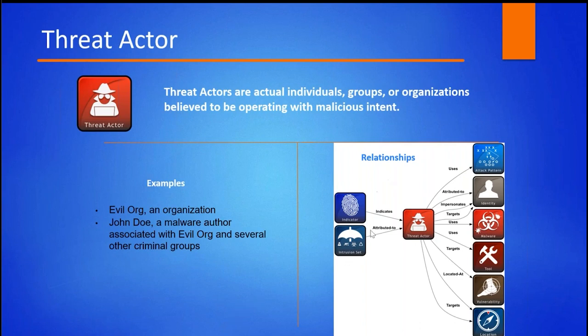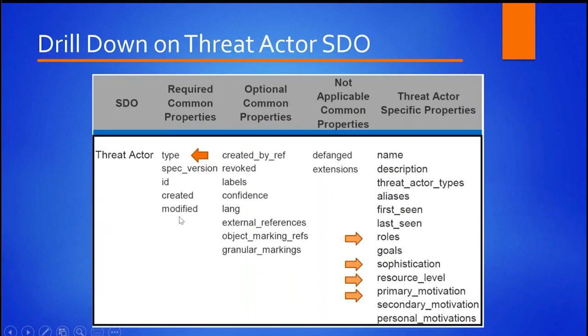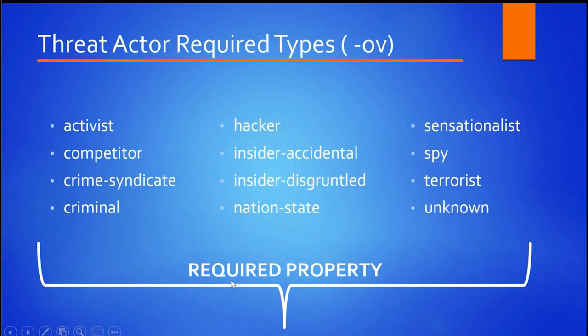So with the threat actor, we have not only the relationships, but we've also drilled down, and this shows an even more detailed way of showing both the relationships and reverse relationships, which we've written up in the specification. And then I've laid out this table that shows the required properties, the optional properties, those that are not applicable to this particular STIX domain object, and then some of the threat actor specific properties: the roles, sophistication, resource level, primary motivation level. What we did is we took the Intel Corporation's threat agent library and adopted many of the features of the TAL and incorporated them into the threat actor SDO by using these open vocabularies.